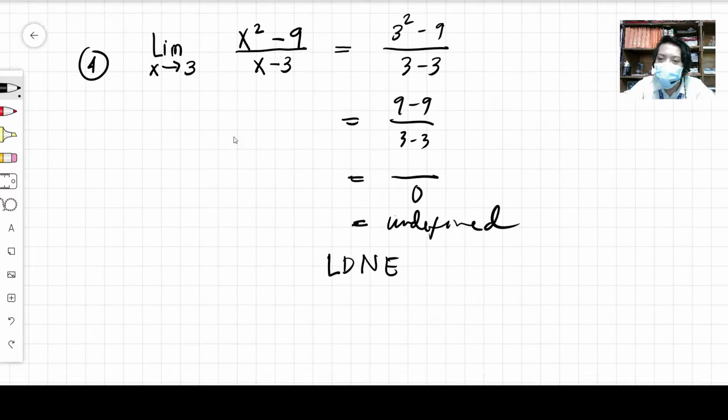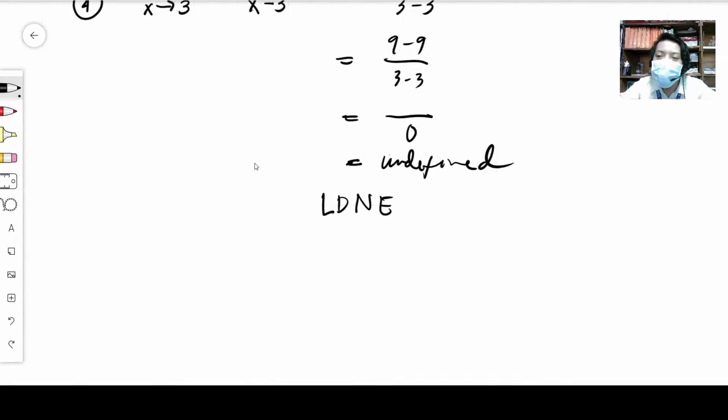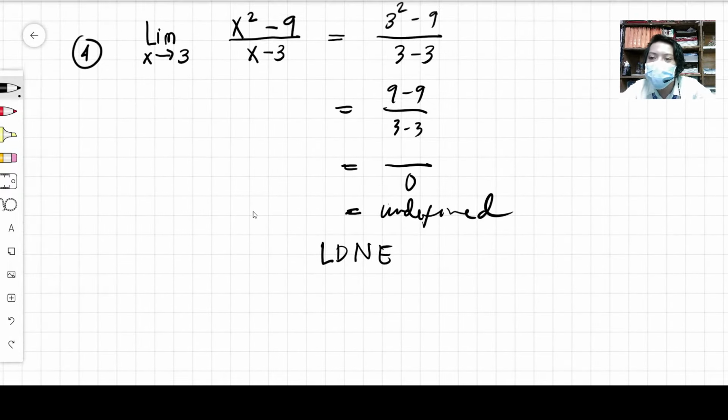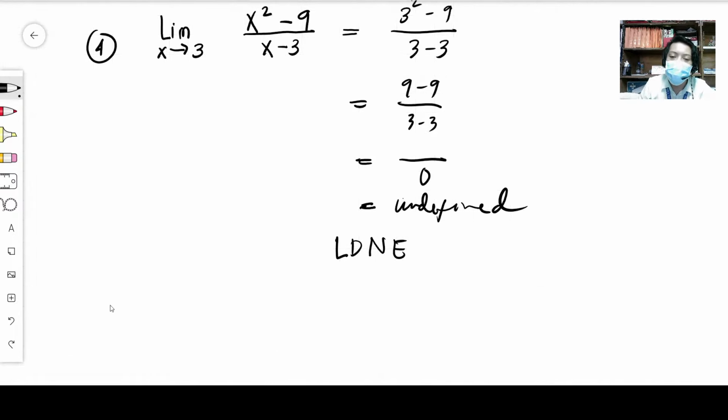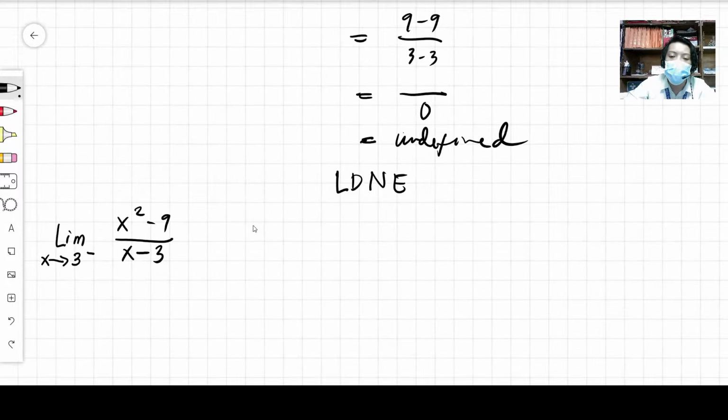Oh, but remember, the limit exists if the right-hand limit and the left-hand limit are equal. So let us check. Let us check the left-hand limit. The limit of x squared minus 9 over x minus 3 as x approaches 3 coming from the left.